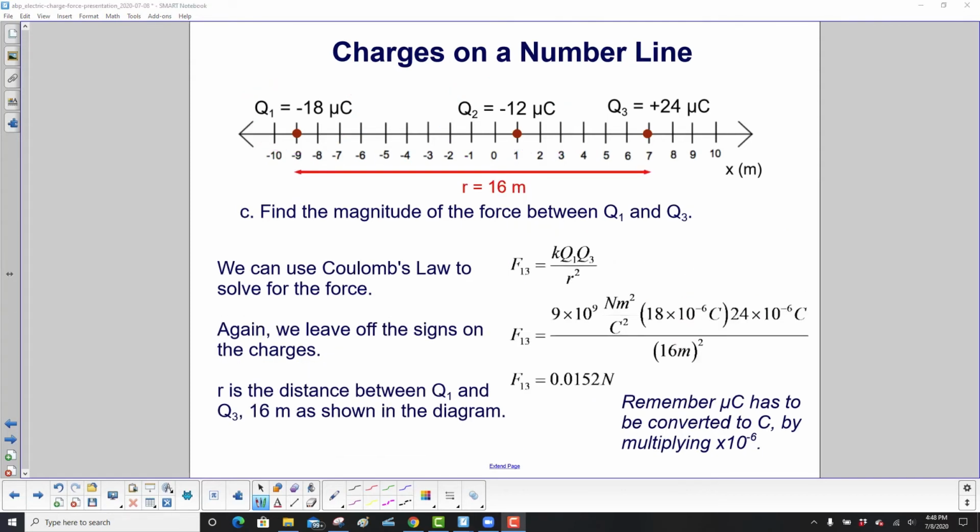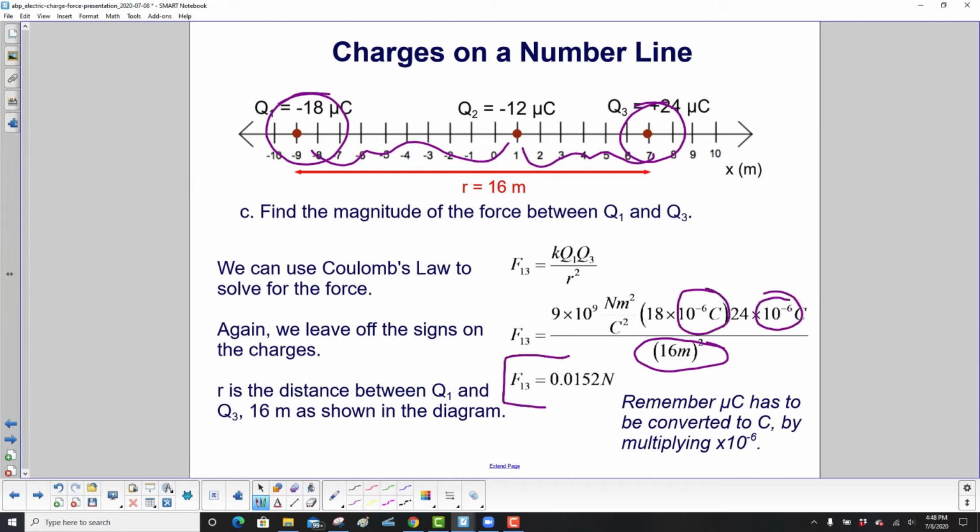Now we need the magnitude of the force between Q1 and Q3. Well, this distance here is 7. This is 9. 9 plus 7, 16. So you can see it here in the denominator, 16 squared. Leave the signs off the charges. And again, remember, microcoulombs, multiply it by 10 to the -6 to get coulombs. And we get the force between 1 and 3 is 0.0152 newtons.